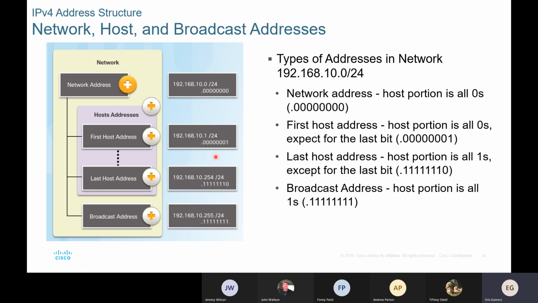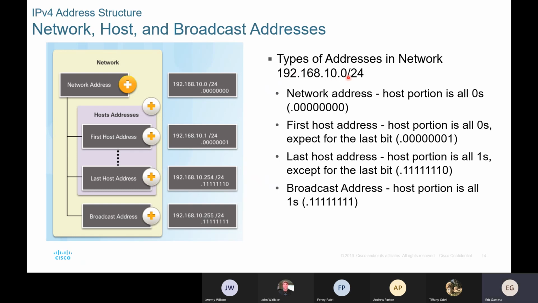Okay, so let's take an example of a whole network. We are going to talk about this network, 192.168.10.0/24. This is the netmask. It means that the first 24 bits belong to the network portion, which means that the first 3 bytes belong to the network portion, and the last byte belongs to the host portion.